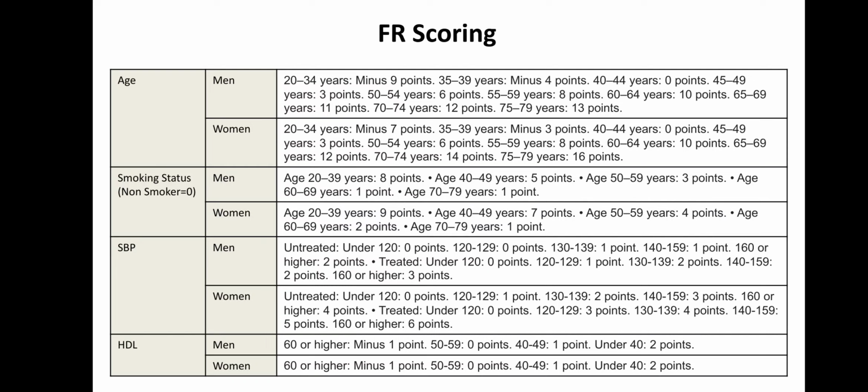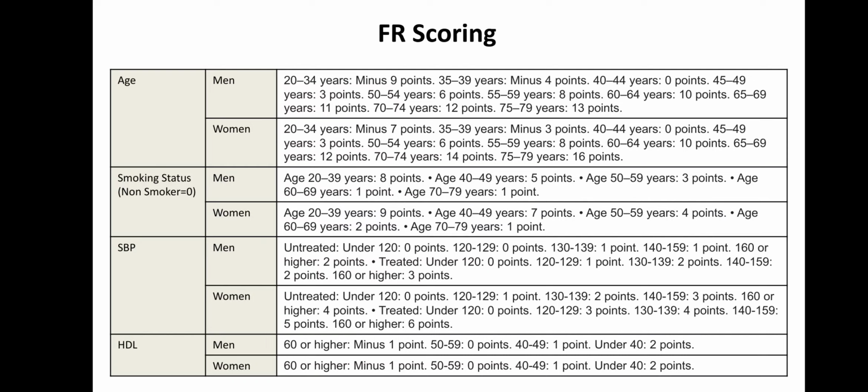If your age is 20 to 34, then you will be given 9 points. But in case of a female, if you are 20 to 34, you will be given 7 points. But between 75 to 79, men are given 13 points and women are given 16 points. So women have a higher score than men. And so is the case with other parameters like SBP, systolic blood pressure, and relatively the same in the smoking status and the high density lipoprotein level in the blood.